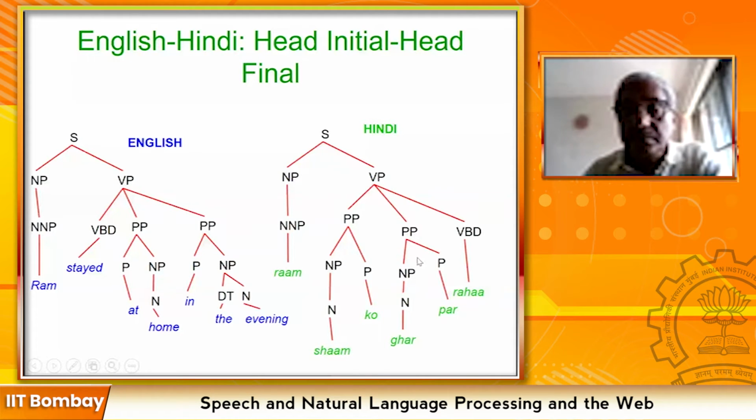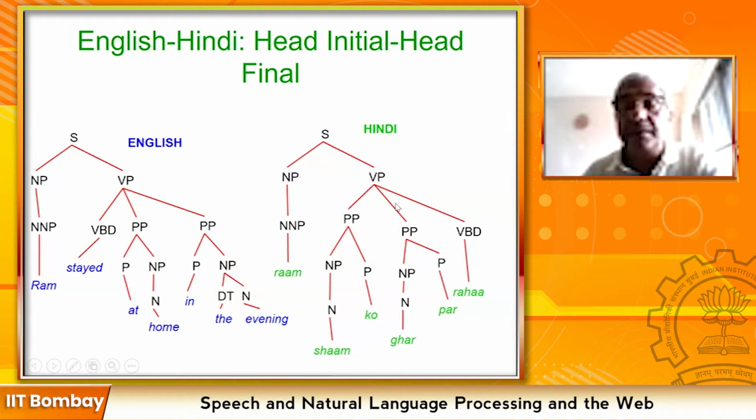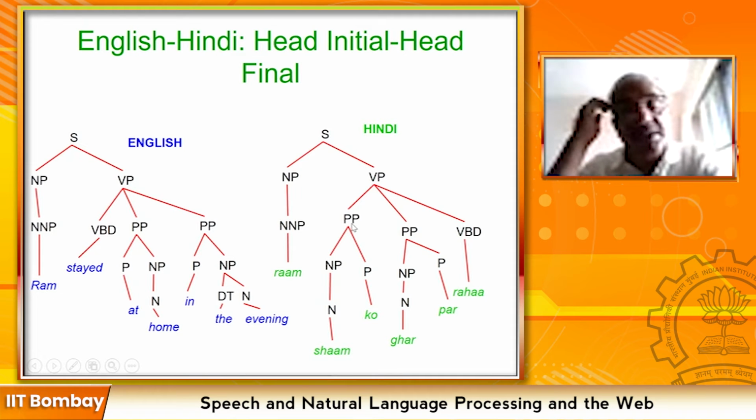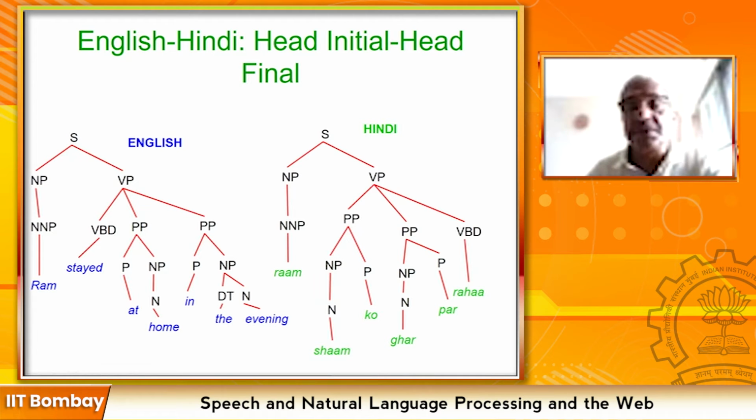Okay, so that is the notion. Hindi, on the other hand, is head final language. So that's why in the verb phrase, PP, PP, VBD, the verb goes to the end. Sham ko ghar par raha. So the verb raha goes to the end. Stayed was in the beginning of the verb phrase for English. Let's see PP. PP for English is preposition phrase. In Hindi, PP is postposition phrase because the equivalent of preposition becomes postposition. It goes to the end of the postposition phrase.